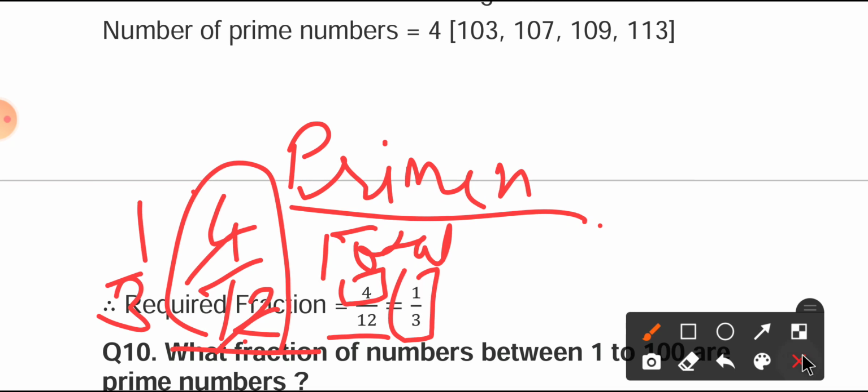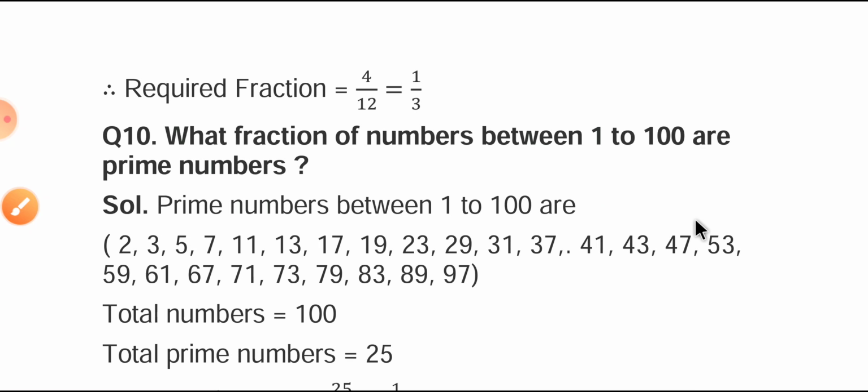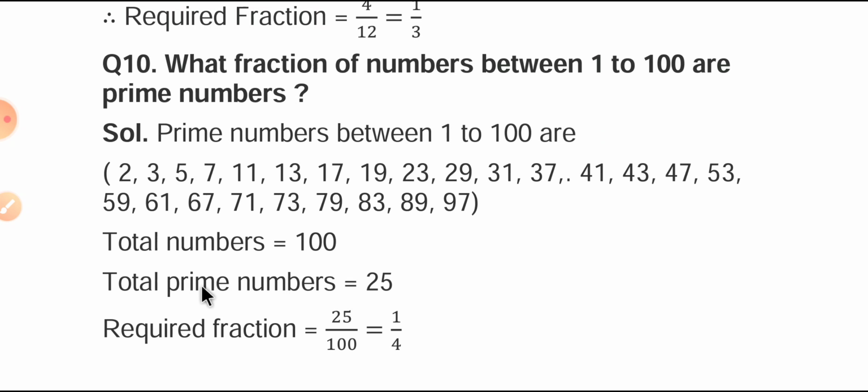Now question number 10. What fraction of the numbers between 1 to 100 are prime numbers? Now we have to find the fraction for the prime numbers from all the given numbers 1 to 100. So we know that prime numbers between 1 to 100 are 2, 3, 5, 7, like this, given till 97. So we know that total prime numbers between 1 to 100 are 25.